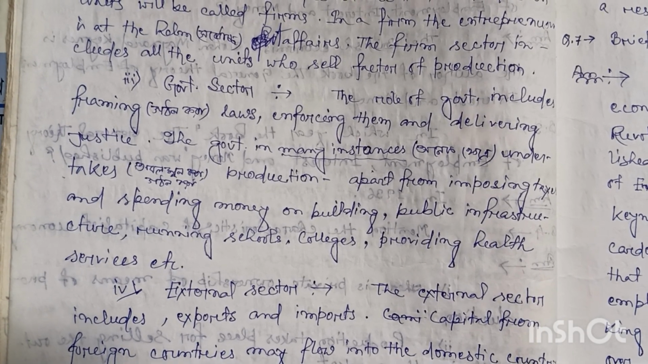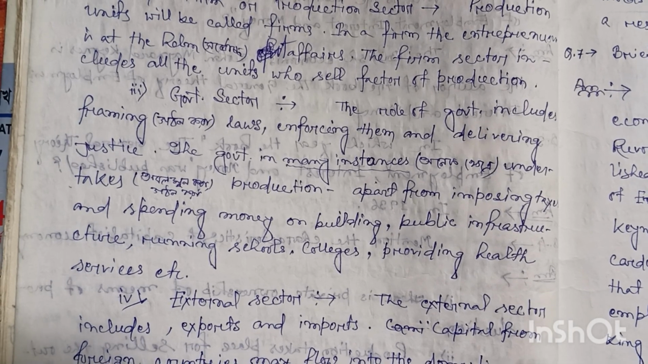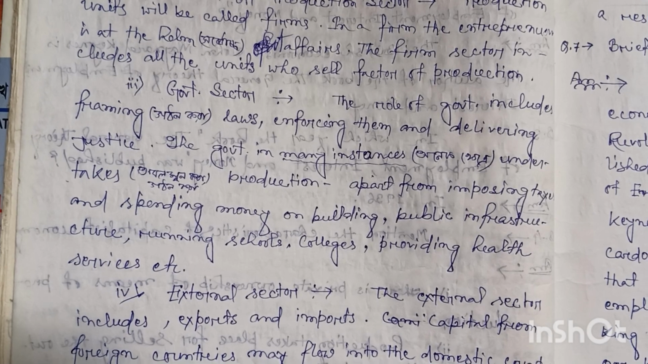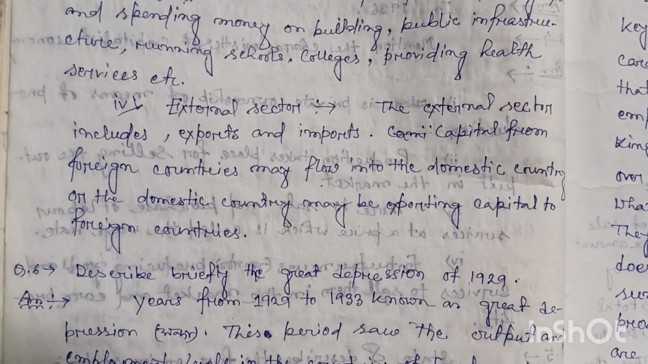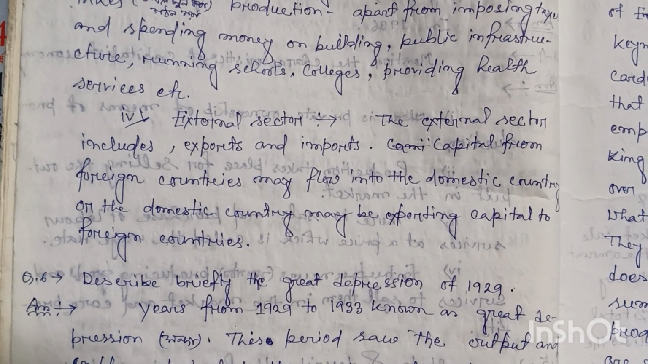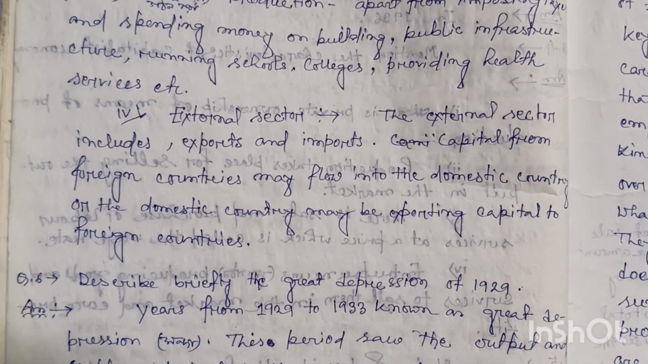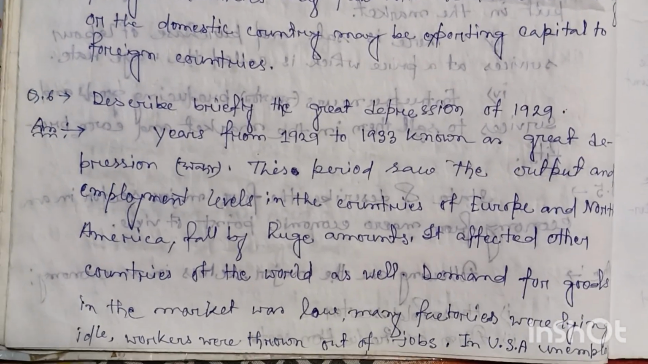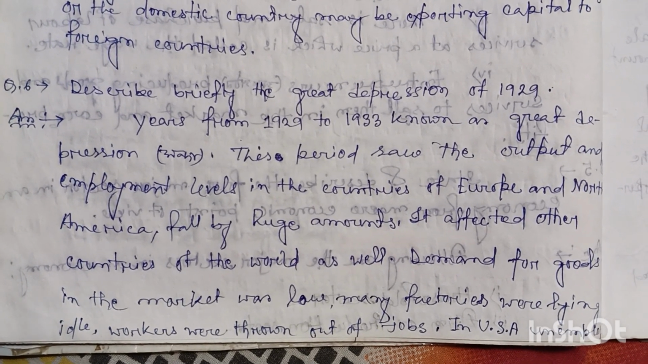The government in many instances undertakes production apart from imposing taxes and spending money on building public infrastructure, running schools, colleges, providing health services, etc. Number 4. External sector. The external sector includes exports and imports. Capital from foreign countries may flow into the domestic country, or the domestic country may be exporting capital to foreign countries. Number 6. Describe briefly the Great Depression of 1929.